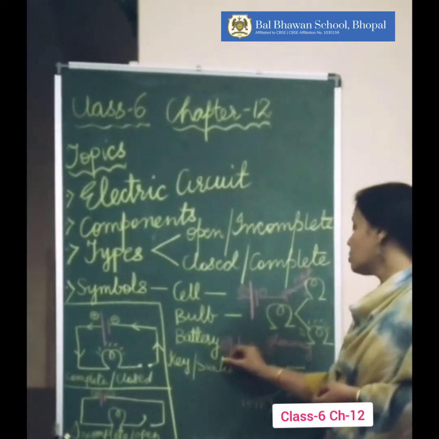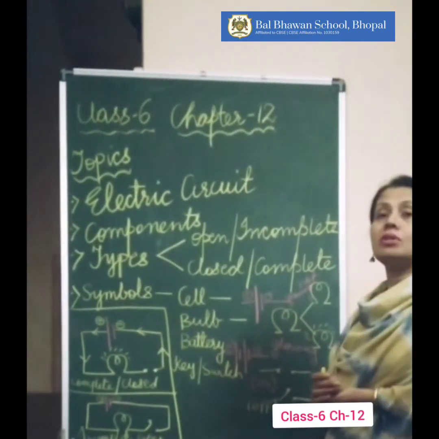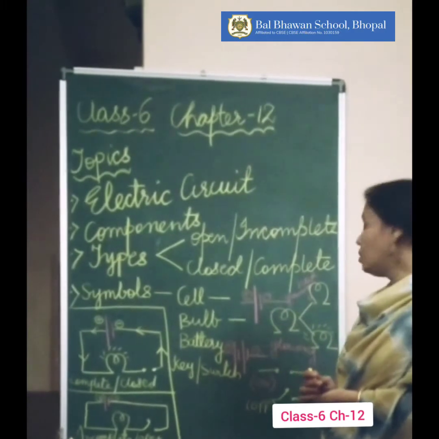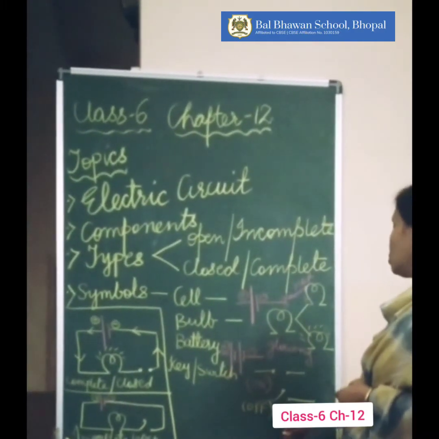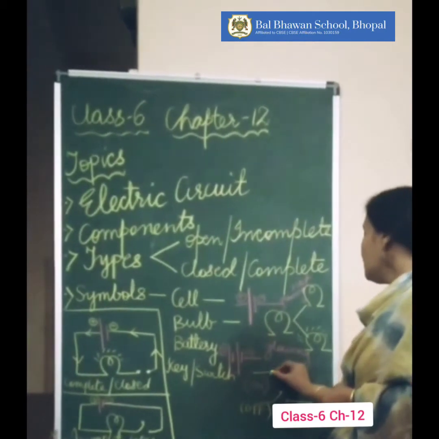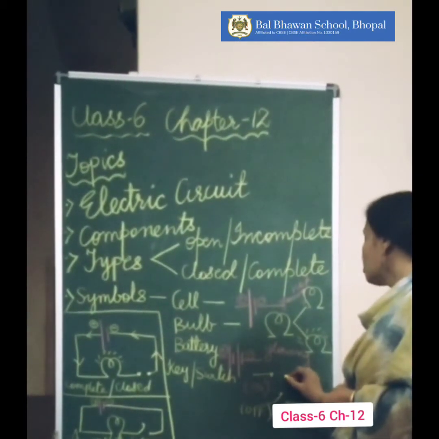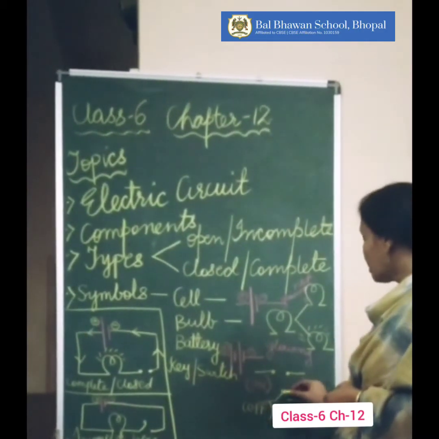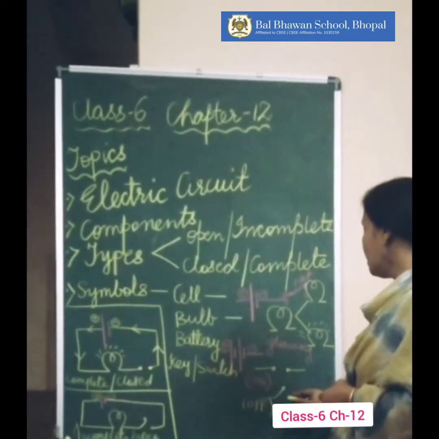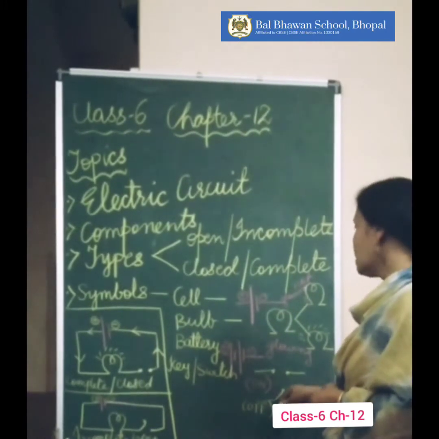Now coming to the switch or the key, which controls the flow of current through a circuit, there are two positions of the switch. One is on position, one is off position. When it is in on position, it is shown by this symbol. When it is in off position, you can see that there is a gap in the circuit.